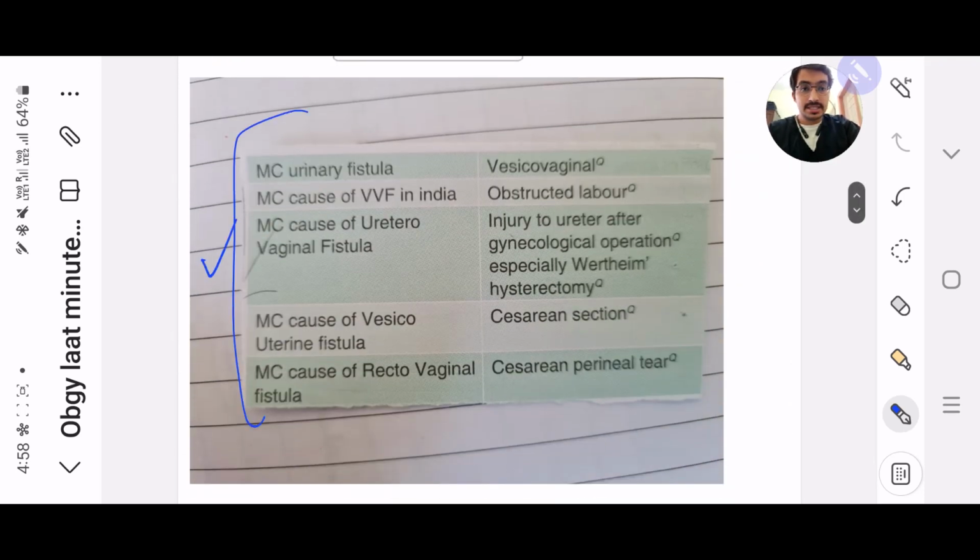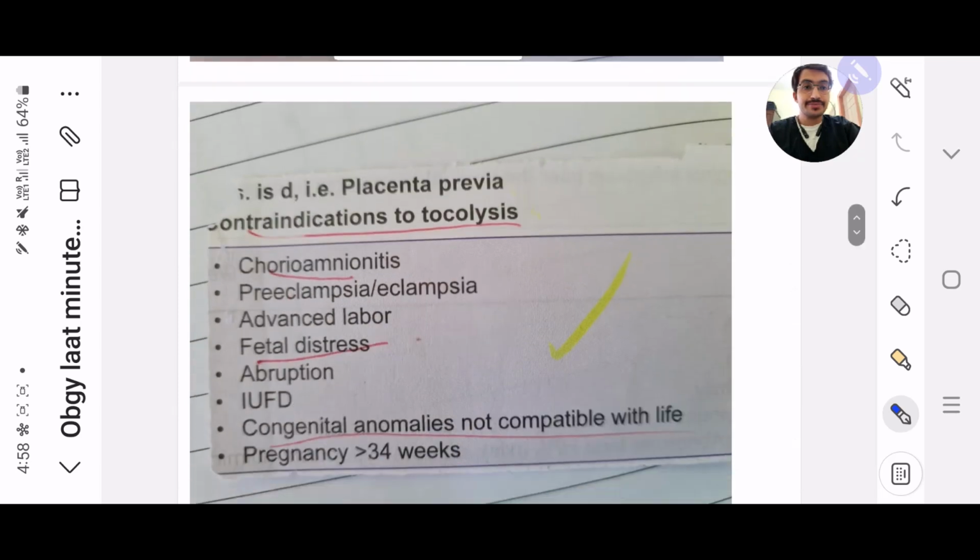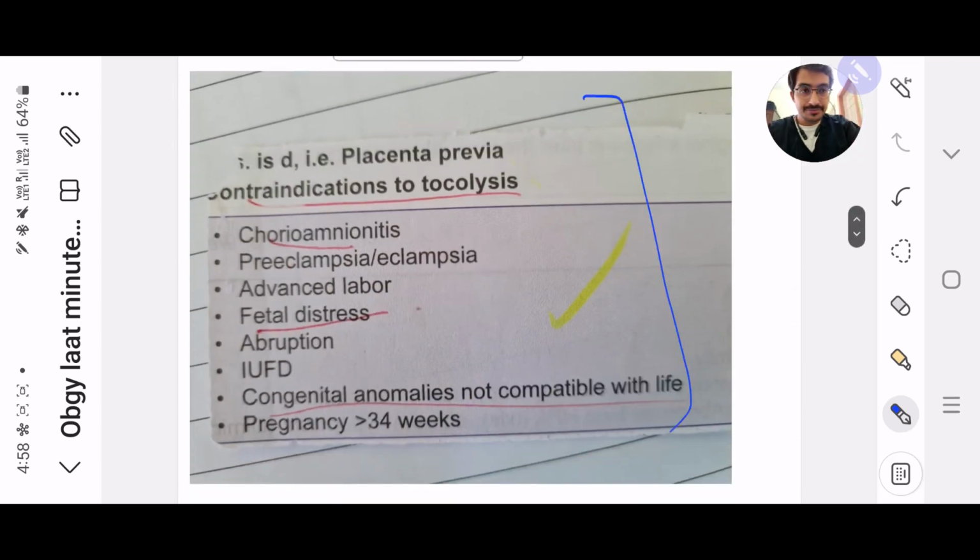Next is all the fistulas. What kinds of fistulas are common in what kind of situations? Take a screenshot. Next, the contraindications to tocolysis. This is also an MCQ, the answer to one of the MCQs. So I just cut it and put it.